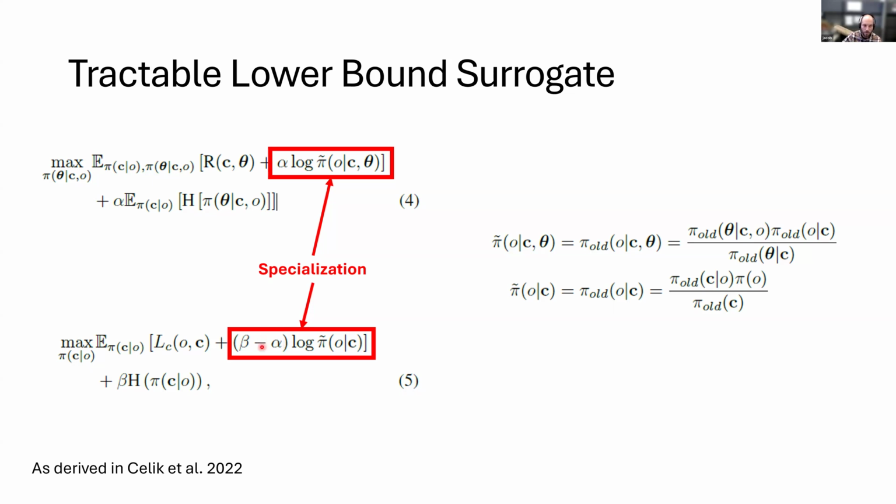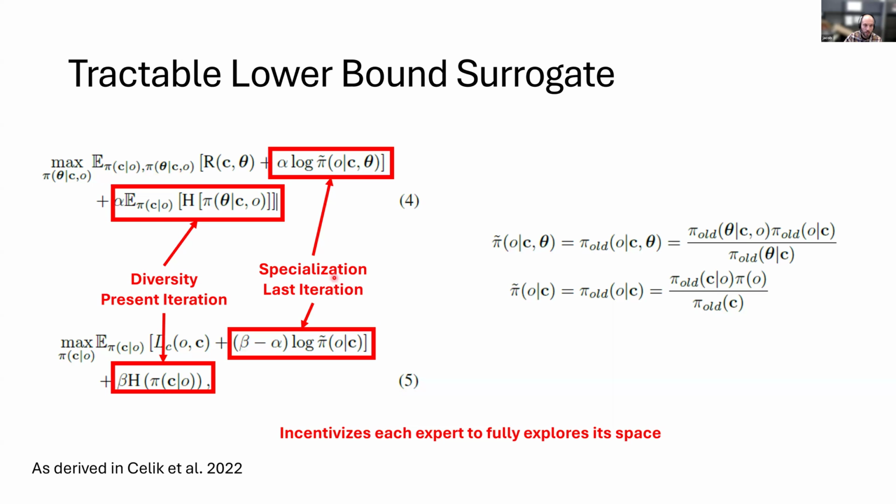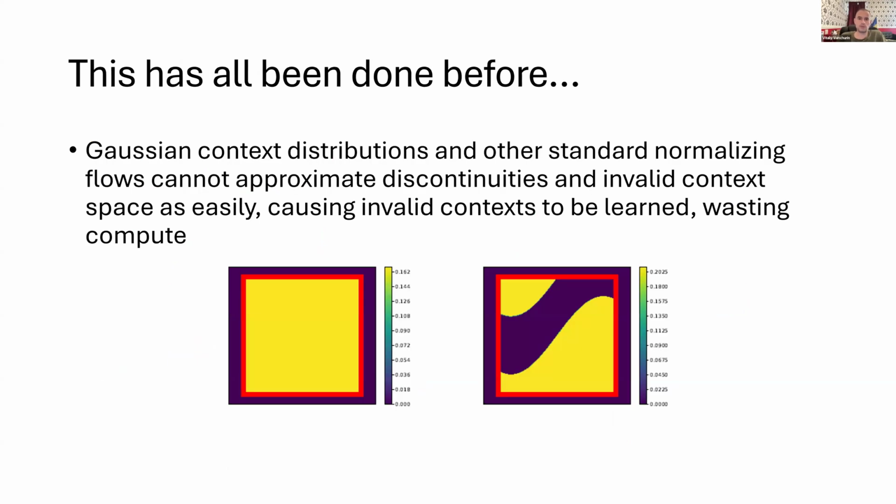And then you choose some hyperparameter. These are all variable, and you choose this to decide how much you want to reward. And that's the art of this. Then you use entropy for the current run to explore. This brings diversity in the current run. So you have specialization on the last iteration, diversity for the present iteration. This incentivizes each expert to fully explore its space. These fight each other: you're trying to explore, but you're also trying to specialize. So you have to pick beta and alpha. I'm sure there's a huge art to this. I've never actually implemented this, but I'm sure it can be difficult to decide how to choose beta and alpha. They're just hyperparameters.